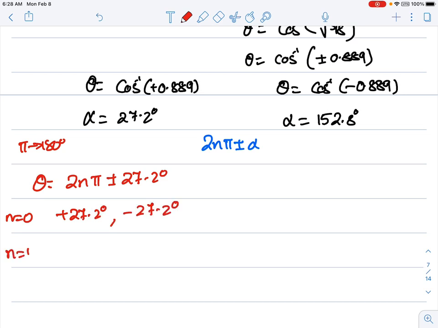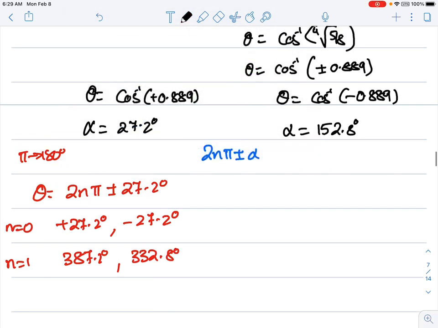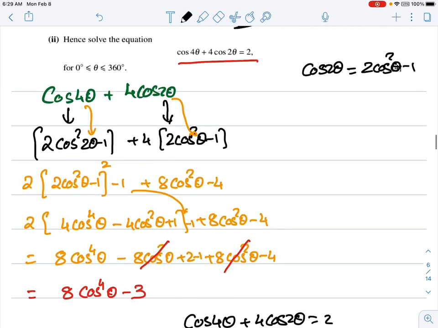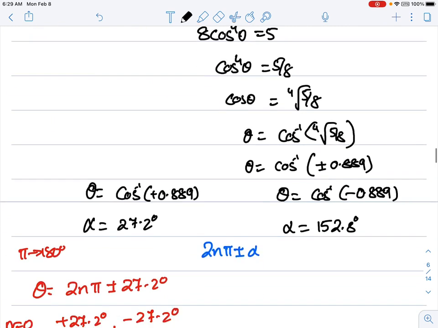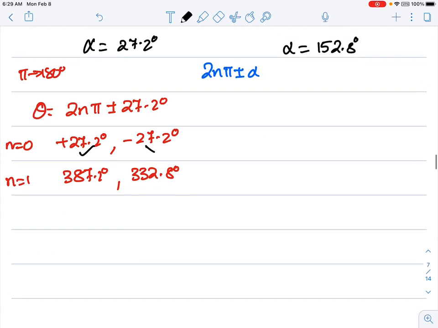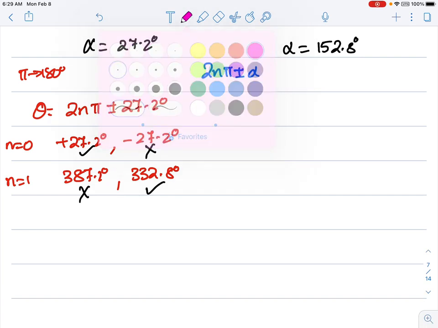Then n is equal to 1. So 360 plus 27.2 is 387.2 degrees, and 360 minus 27.2 gives me 332.8 degrees. You can clearly see that the range given in the question is between 0 to 360. So therefore this is done, this is neglected or rejected, this is done. So I get two answers from here. Then I go to the next part.